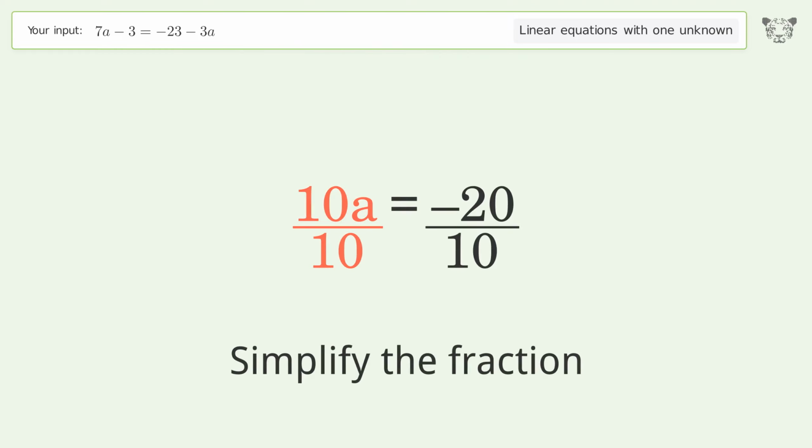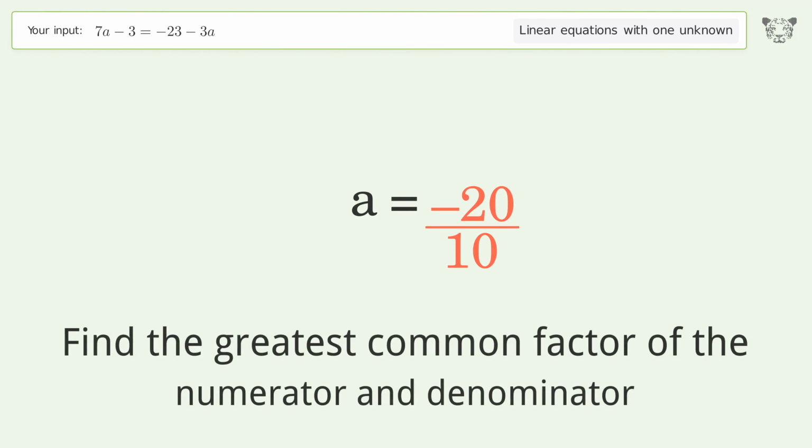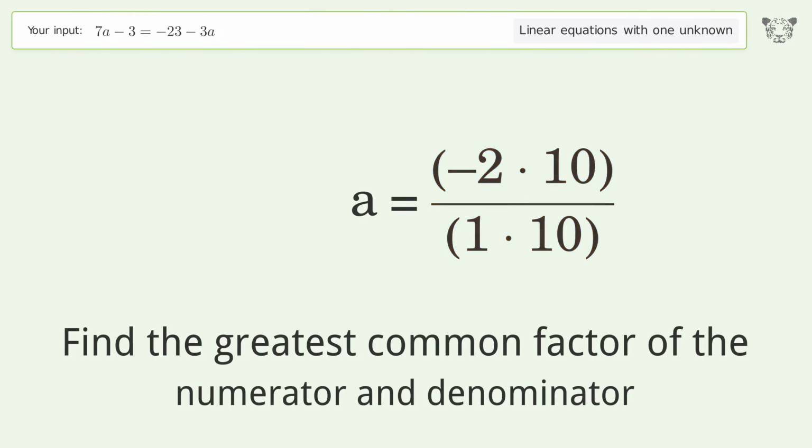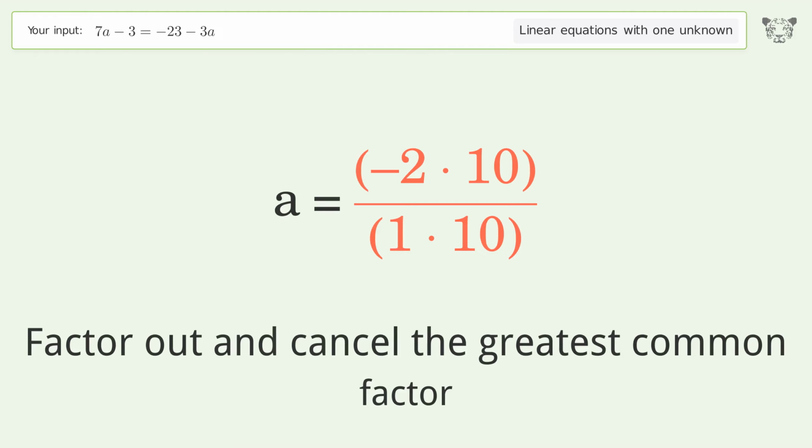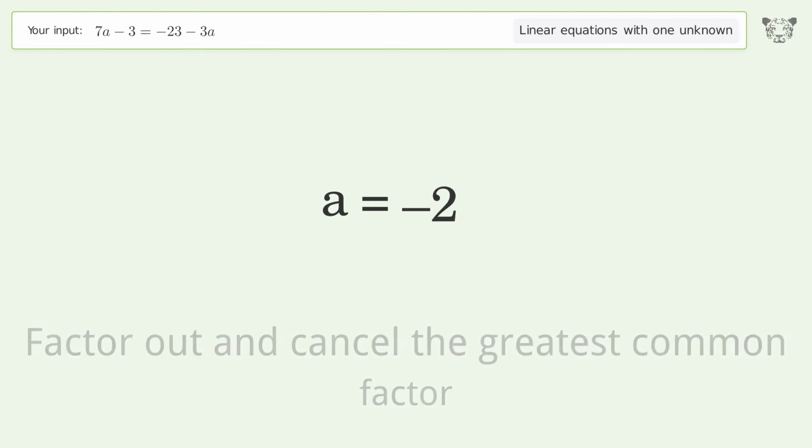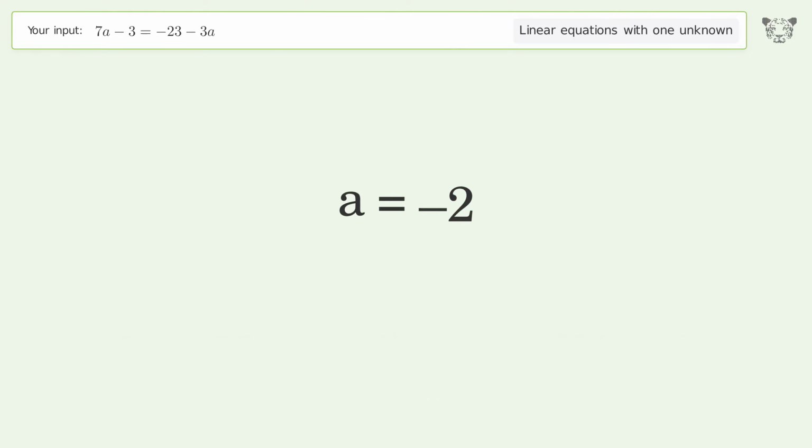Simplify the fraction. Find the greatest common factor of the numerator and denominator. Factor out and cancel the greatest common factor. And so the final result is a equals -2.